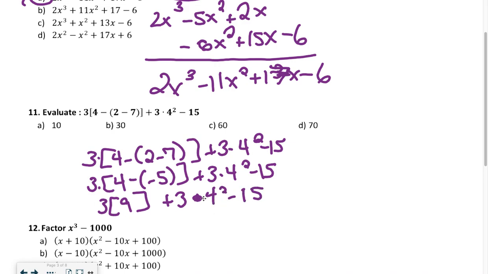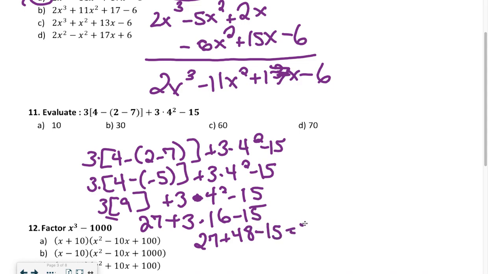Okay, so you'd really want to do the exponent. You can also knock this multiplication out because they are separated. So this is 27 plus 3 times 16 minus 15. This would be 27 plus 48, which is going to be 75 minus 15, which is going to give us 60. Choice C.